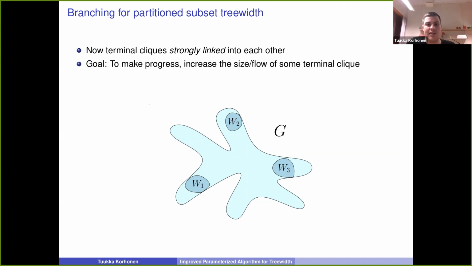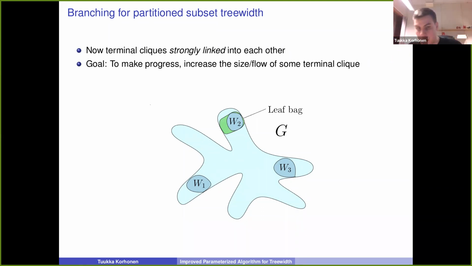So we want to increase the sizes of these terminal cliques. Formally it's not good to say that we want to increase the size, but we want to increase some invariant that depends on how much flow we have from these cliques to other cliques, which is actually a really convoluted definition. But in addition, we want to increase the size, or how well they're connected to the other terminal cliques.